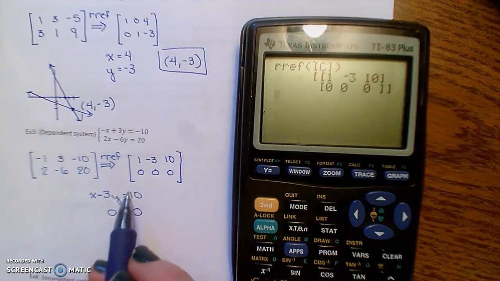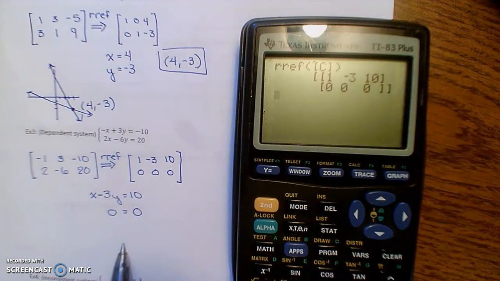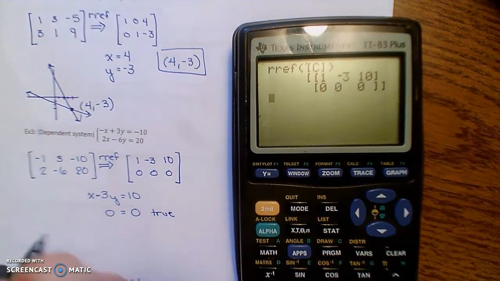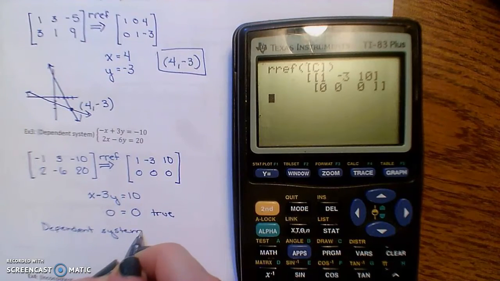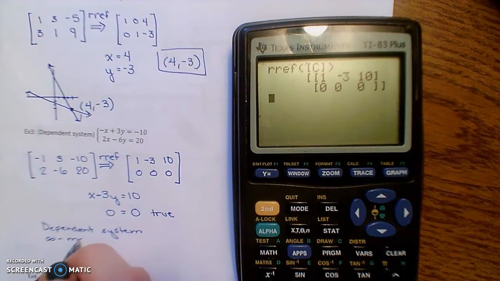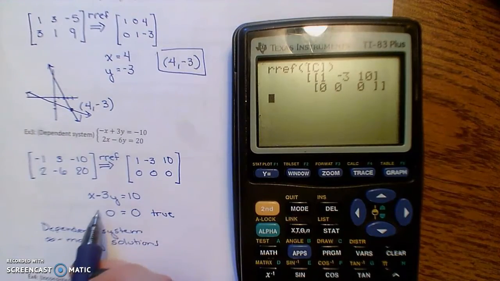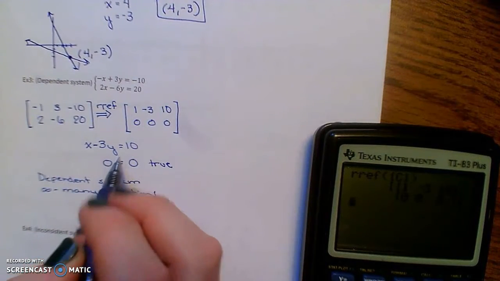So imagine that if we had done the elimination method, you add the two equations together and you get a true statement out like this, something like 0 equals 0, which is true no matter what. When that happens, we know we have a dependent system, we'll have infinitely many solutions, and they're all going to be given by this equation here: x minus 3y equals 10.